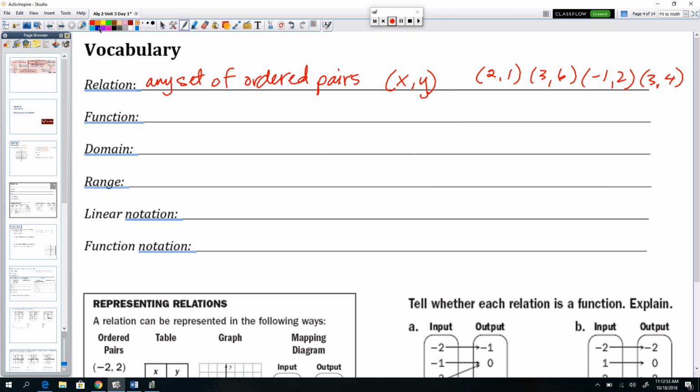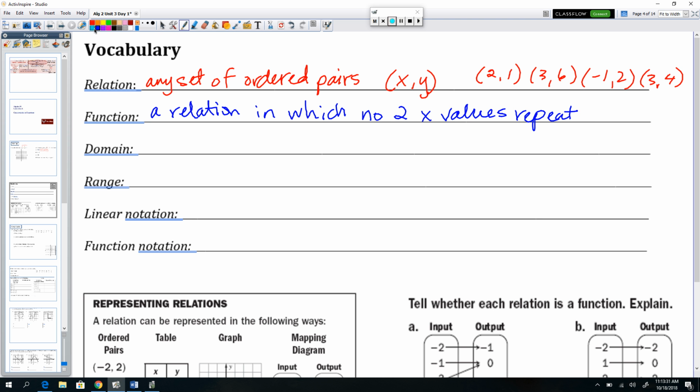A function is a special kind of relation in which no two x values repeat or are the same. So a function is a special kind of relation in which x values don't repeat. If I look at this relation, I have 2 comma 1, so I have an x value of 2, an x value of 3, an x value of -1. Oh, I have an x value of 3 again. So this whole relation here is not a function because the x values repeat.